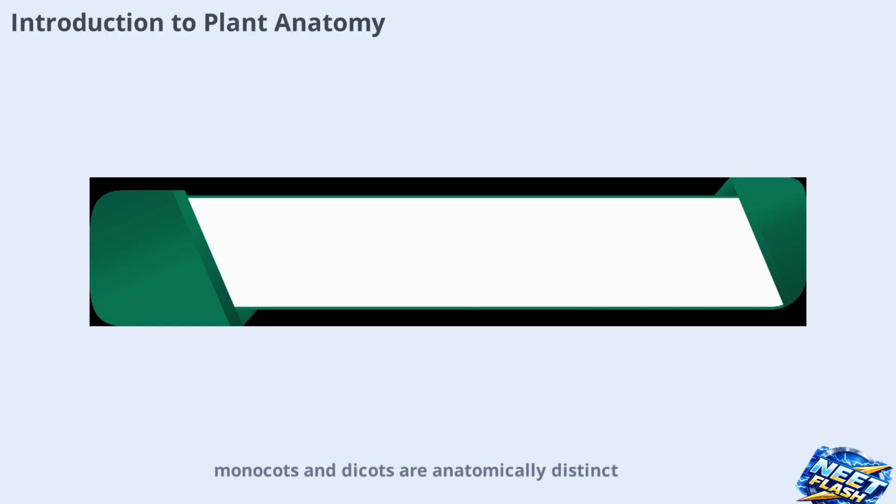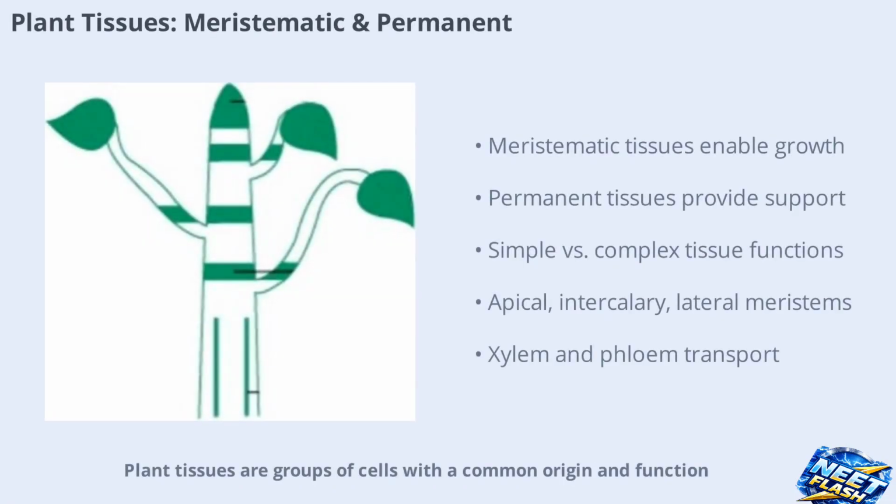Notably, monocots and dicots are anatomically distinct, which is reflected in their tissue arrangements and growth patterns. Understanding plant anatomy helps us appreciate how plants function, adapt, and thrive in various conditions. As we explore further, we'll see how tissues and tissue systems form the foundation of plant structure, leading to specialized functions and growth. Plant tissues are groups of cells with a common origin and function.